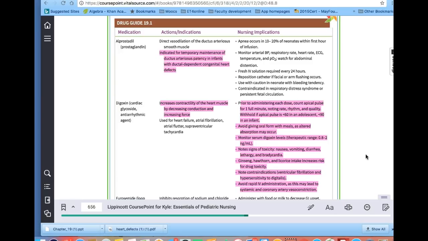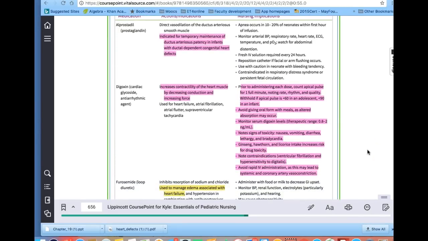Okay, prostaglandins. All right, so there are some defects that are called ductal dependent congenital heart defects. That means the ductus, which when an infant takes its first breath is going to start to close, needs to stay open in order to oxygenate just a little bit, because of the defect. So in order to keep it open, they're going to give some prostaglandin. So it is a temporary maintenance of that ductus arteriosus when we need it to stay open. Okay, so remember that.